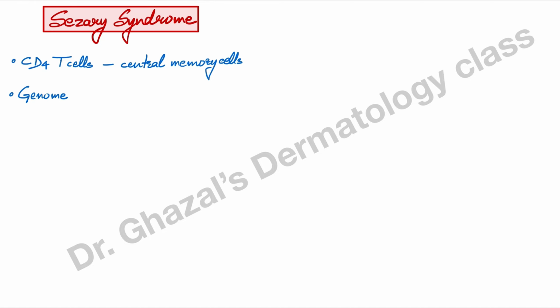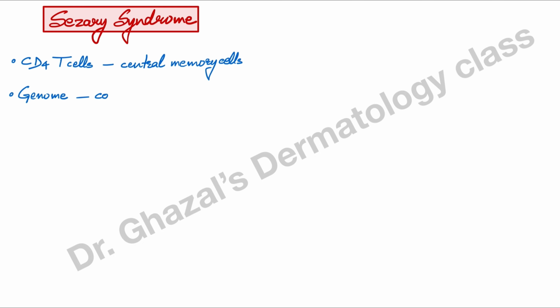Now let's have a look at Sezary syndrome. Initially, it was thought to be a progression of Mycosis fungoides, but now it has been given a separate entity of its own. Why and how is it different from MF? In MF, the CD4 memory T cell is a skin resident memory T cell, while in Sezary syndrome, it is a CD4 T cell, but a central memory cell. That is, these cells can shuttle between the skin, the blood, and the lymph nodes.